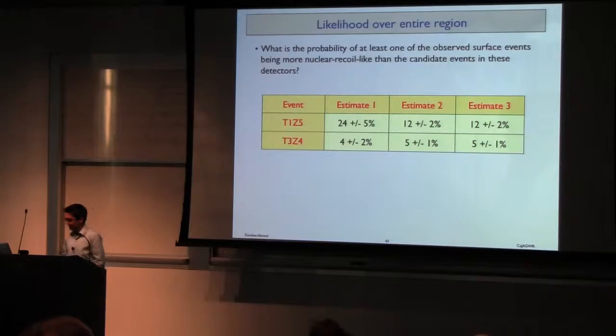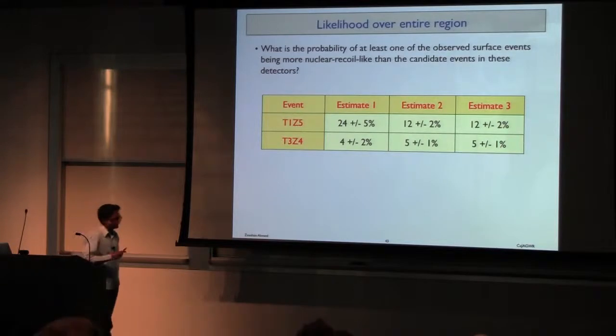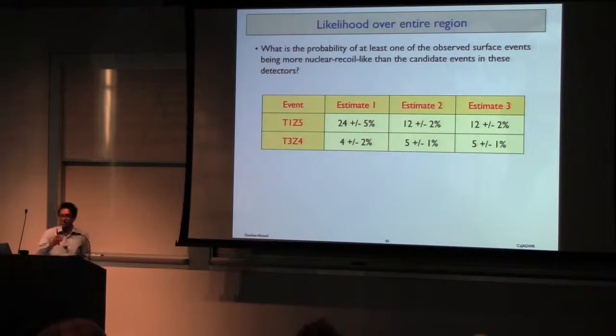And we see that, so these are kind of the numbers you see: 24, 12, 12, 4, 5, 5 for the events, and we see that it's for T1Z5, for the event that actually did not have the reconstruction problem. We seem like we're actually close to the background distribution.